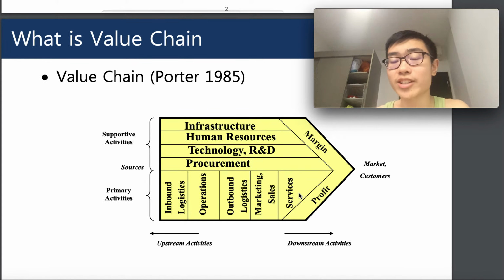We also have marketing and sales and services, which are more endpoint downstream activities closer to the customers. How do we advertise our products? How do we appeal with our products? How do we use different strategies to gain sales in the market? What services can we provide to our customers to increase customer loyalty? How can we help our customers? And definitely the goal is to create profit.